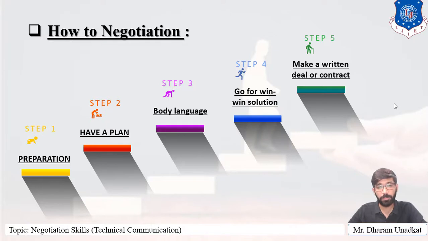Second, you have positive body language. Also, you have to go for the win-win solution. You don't have to go for the win-lose or the lose-win solution. And the last step is to make a written deal or the contract. When your negotiation has some effect on the future course, then you have to go for the written deal or the contract. So these are the 5 steps of how to negotiate.